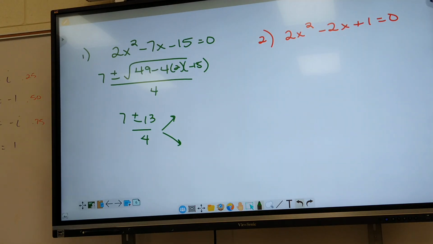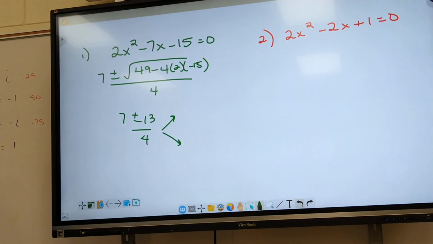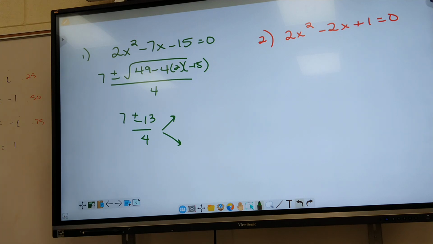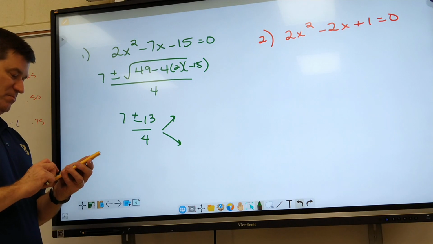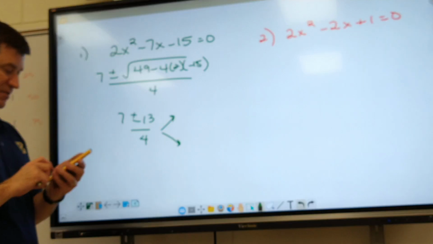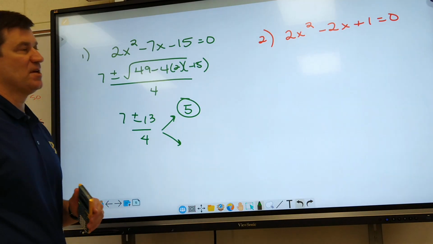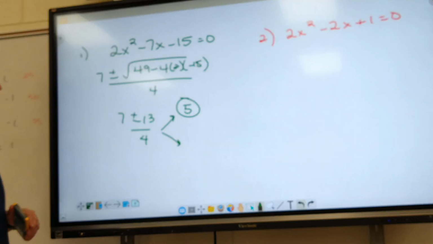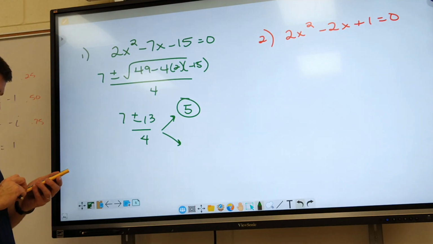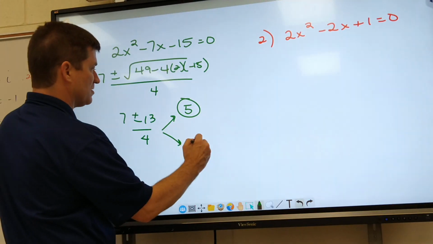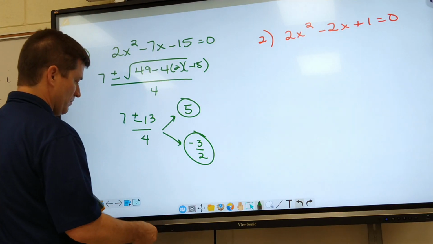Now, Ariana, do you remember how we finished it up to find both answers? I got a plus and a minus. Okay, so you do 7 plus 13, and then divide by 4. First answer is 5. So how do I do the second answer? Good. 7 minus 13 is negative 6. Divide by 4. It gave me negative 1.5, which is the same as negative 3 over 2.